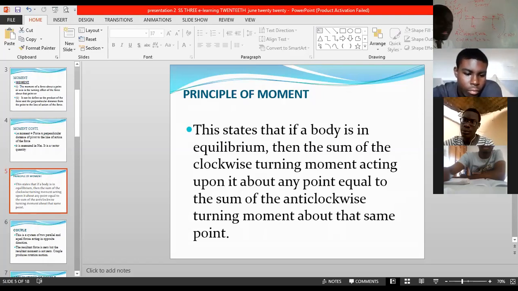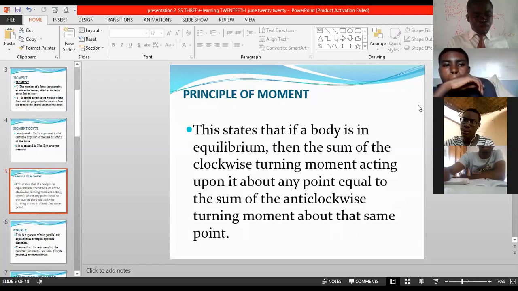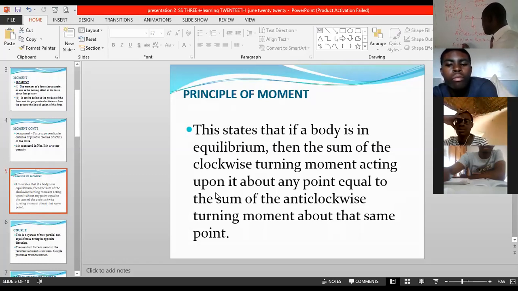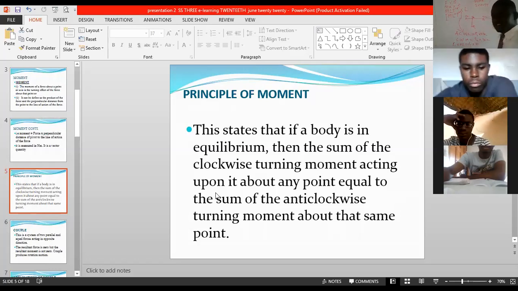So this 48 centimeters should be converted to meters by dividing by what? 100. The same thing with our 30. That is what the principle of moment is talking about. It says the sum of the clockwise moments must be equal to the sum of the anti-clockwise moments about the point. That means F1 multiplied by 48 will be equal to F2 multiplied by what? 30. This is what it is saying. That is what the principle of moment is talking about.